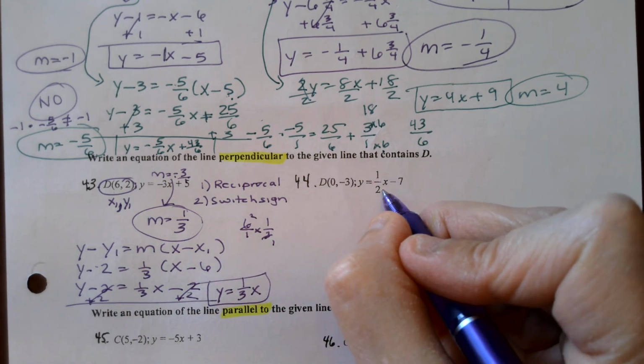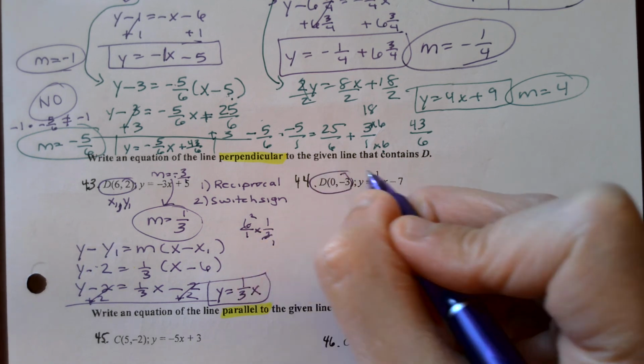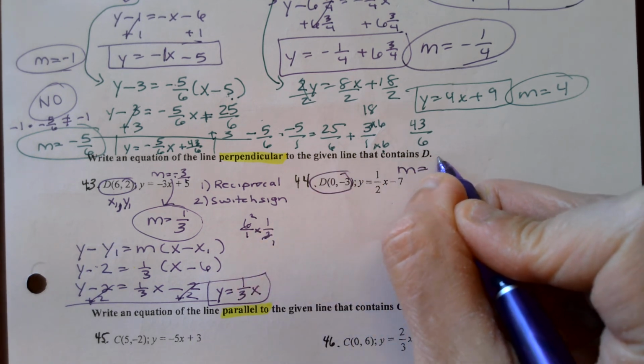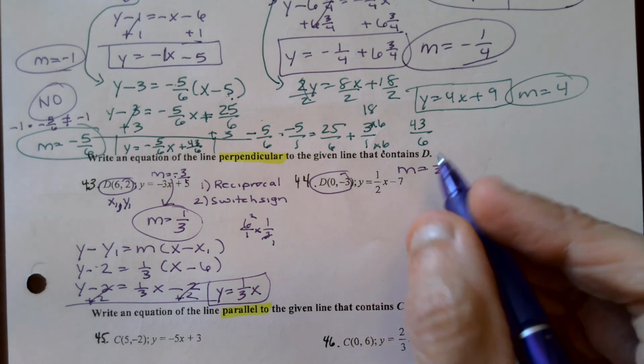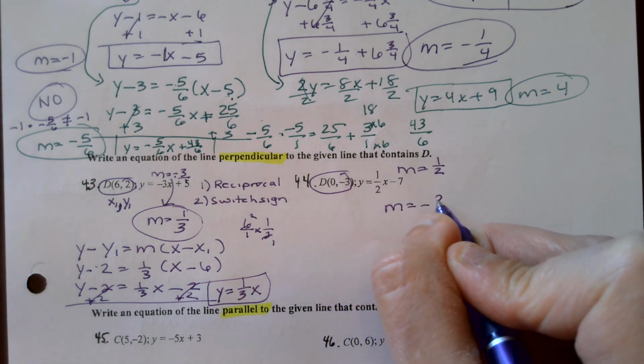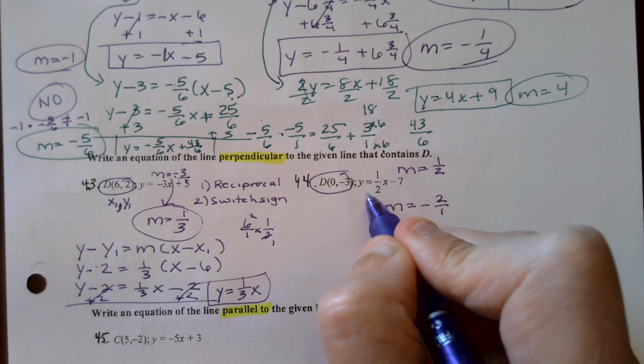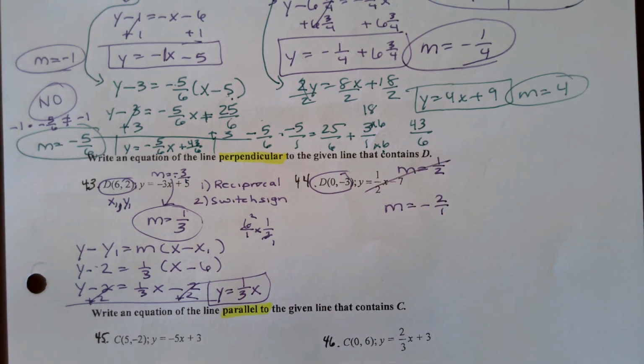Over here, same thing. Got a point. You have the slope of this line, but I need the slope of a line perpendicular to it. So I'm going to flip it and take the opposite sign. Okay, then I'm done with that. I don't need that anymore.